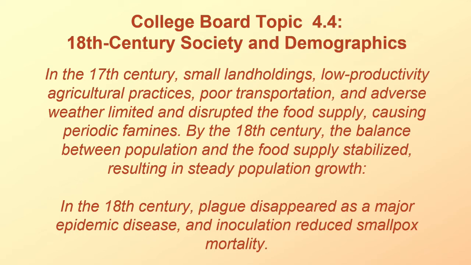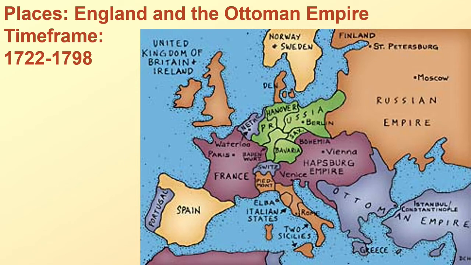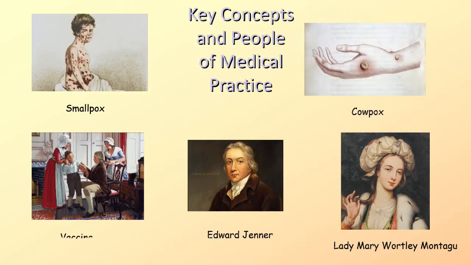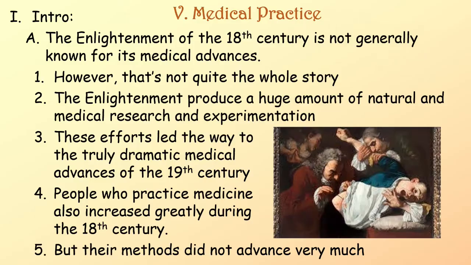In the 18th century, plague disappeared as a major epidemic disease, and inoculation reduced smallpox mortality. Places: England and the Ottoman Empire, actually. And our time frame is about 1722 to 1798. Key concepts and people of the medical practice. You have smallpox, vaccine, Edward Jenner, Lady Mary Wortley Montagu, and cowpox.